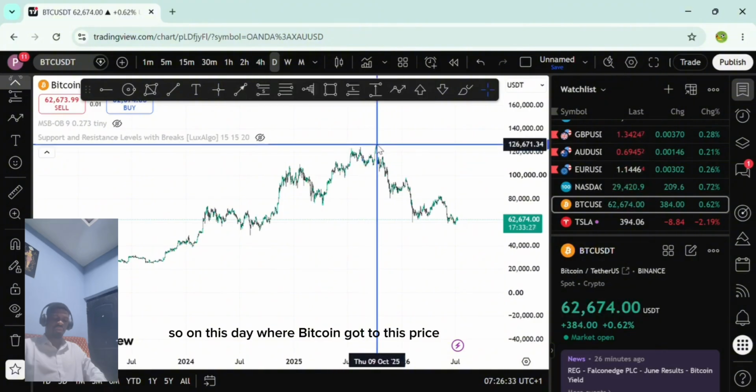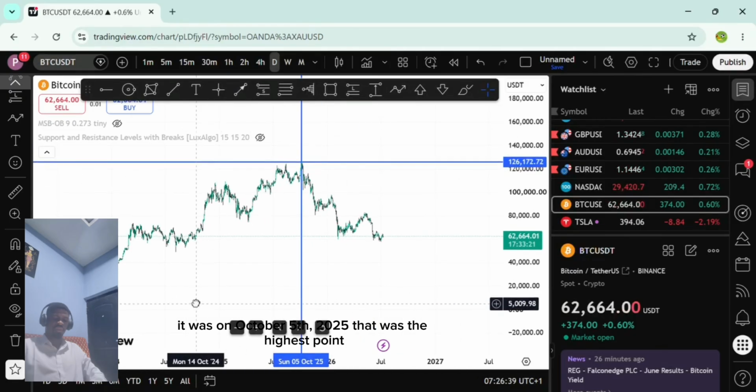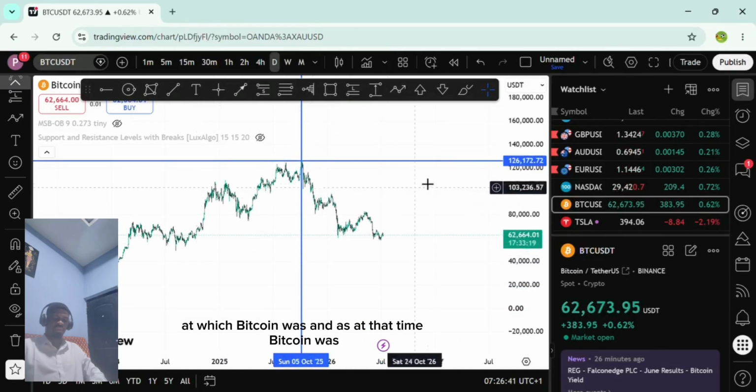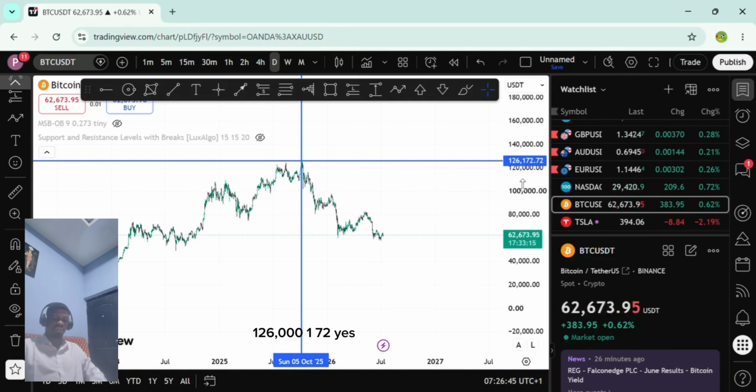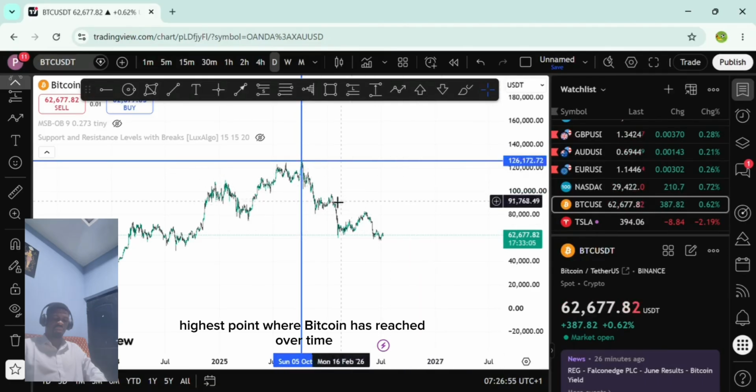On this day when Bitcoin got to this price, it was the 5th of October 2025. That was the highest point Bitcoin reached, and at that time Bitcoin was 126,172. Yes, one Bitcoin then was 126,172. So that was the highest point Bitcoin has reached over time.